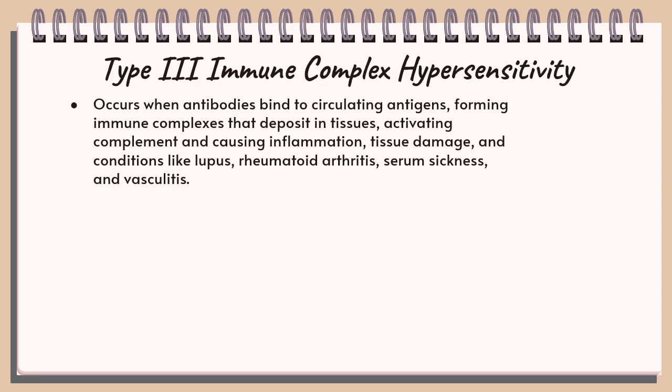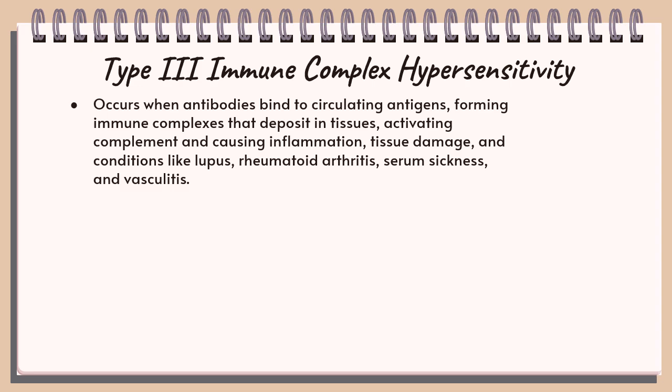Type 3 is the immune complex hypersensitivity. This occurs when antibodies bind to circulating antigens, forming immune complexes that deposit in tissues, activating complement and causing inflammation, tissue damage, and conditions like lupus, rheumatoid arthritis, serum sickness, and vasculitis. So type 3 has a lot to do with inflammation in the tissues themselves, right? So arthritis, lupus, we're going to get into some of these things in a little while, examples of such.